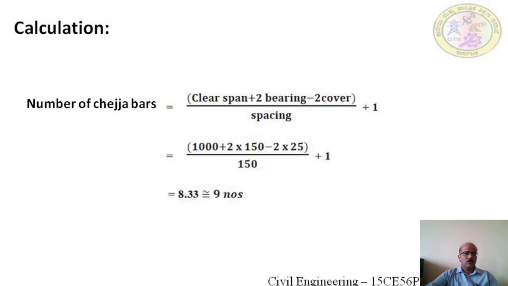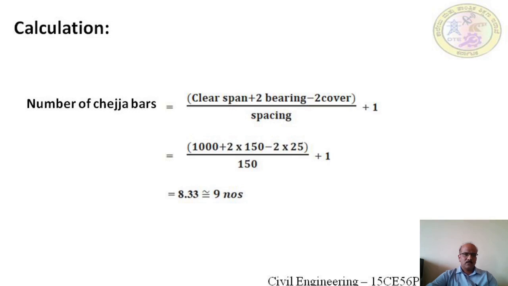Okay. Next is the number of Chaja bars required. The number of Chaja bars required will be equal to the length of the Chaja. The length of the Chaja will be equal to clear span plus 2 bearings on either side minus 2 covers, divided by spacing, plus 1. This is the formula for calculating the number of Chaja bars. The 1000 mm plus 2 into 150 bearing, minus 2 end covers, that is 2 into 25, divided by 150. We need extra bars at the end, so we need to add plus 1.